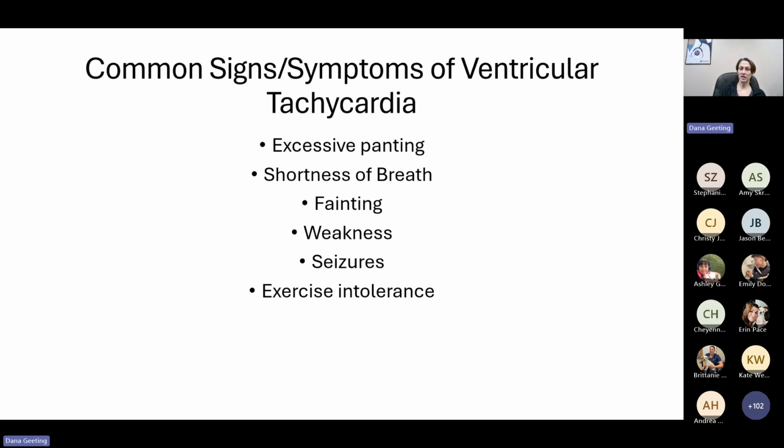With VTAC, you will see excessive panting, shortness of breath, and fainting. They will be very weak. They could have seizures, and they will also have exercise intolerance.